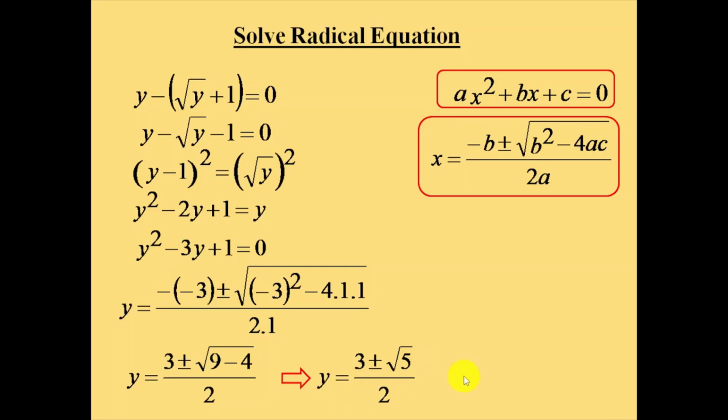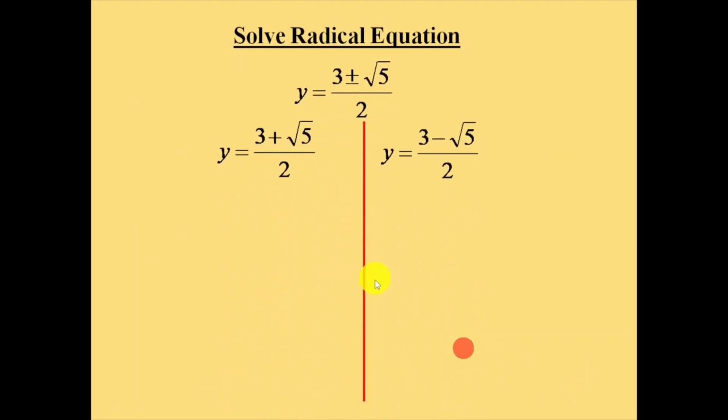So here we have two possible solutions for y. One is for plus, one is for minus. y is equal to 3 plus square root of 5 by 2, and y is equal to 3 minus square root of 5 by 2. Let's take the first one: y is equal to 3 plus square root of 5 by 2. We know that the square root of 4 is 2. So the square root of 5 is greater than 2, and it is approximately 2.2 and some decimals.